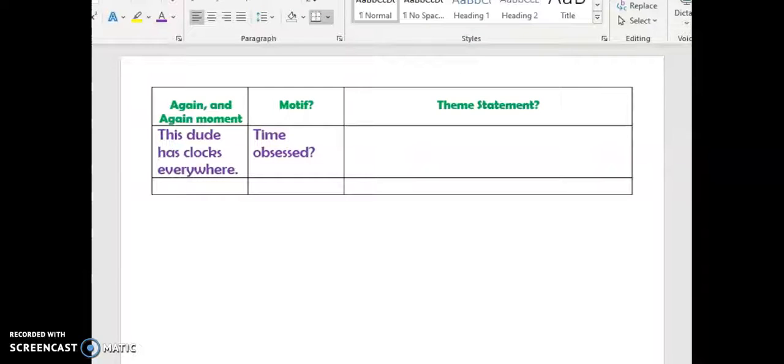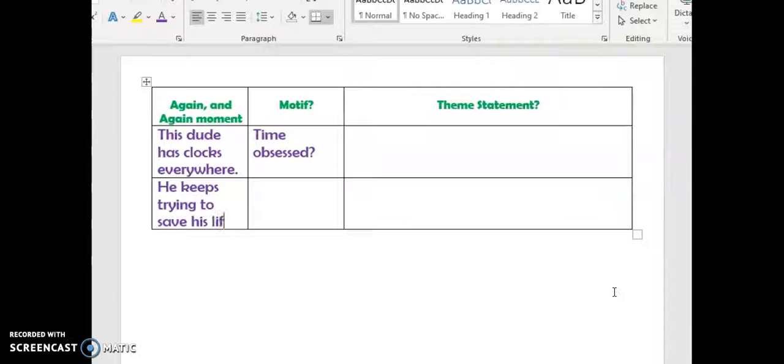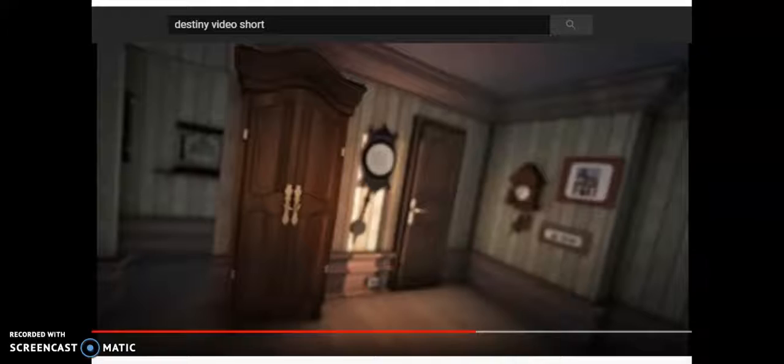Okay, I noticed something new. I really hope you guys have noticed this also. In fact, I'm pretty sure most of you have. But he keeps trying to save his life, but he can't. And what does that say about this? It's sort of feeling helpless. Okay, let's start again.